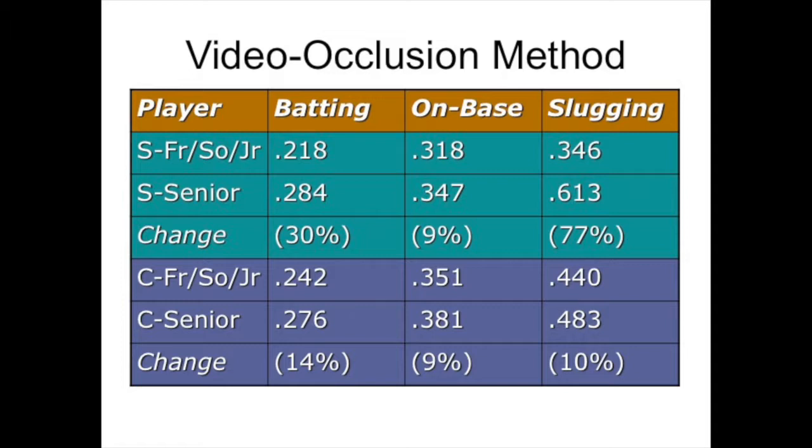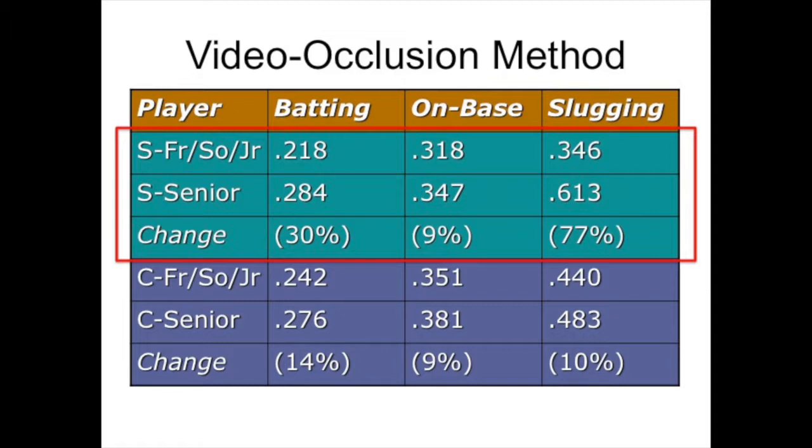So our subject, S, is the one who got the training. Over her freshman, sophomore, junior seasons combined, she had a .218, .318, .346 slash line. Certainly not impressive, but she was an impressive center fielder, which is what kept her in the lineup. Now, she went through training with our whole system, where she's doing the video work, the batting cage work and all. And then we see the change in her senior year.